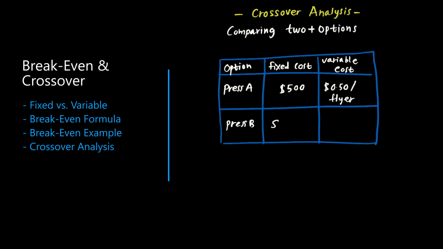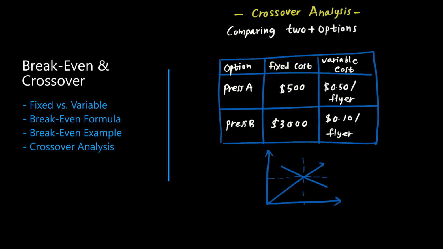Which one should you choose? It depends on how many flyers you plan to print. Crossover analysis finds the exact volume where the total cost of both presses is identical. Below that volume, the cheap Press A is the better choice. Above that volume, the higher efficiency of Press B makes it the winner in the long run.